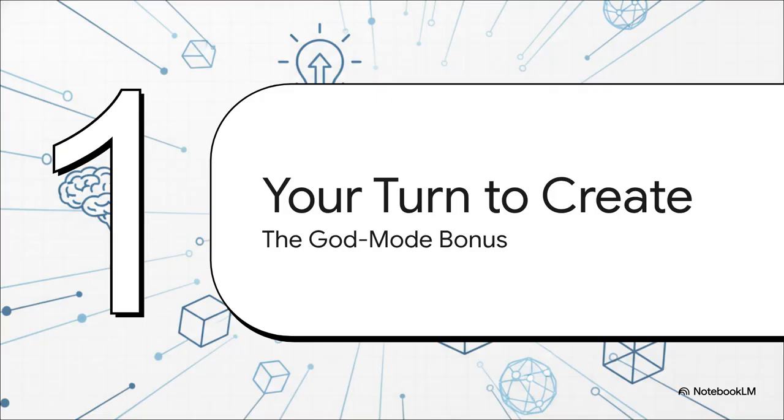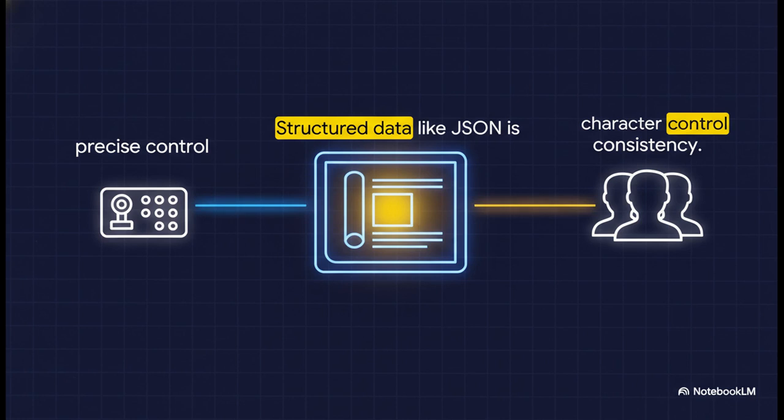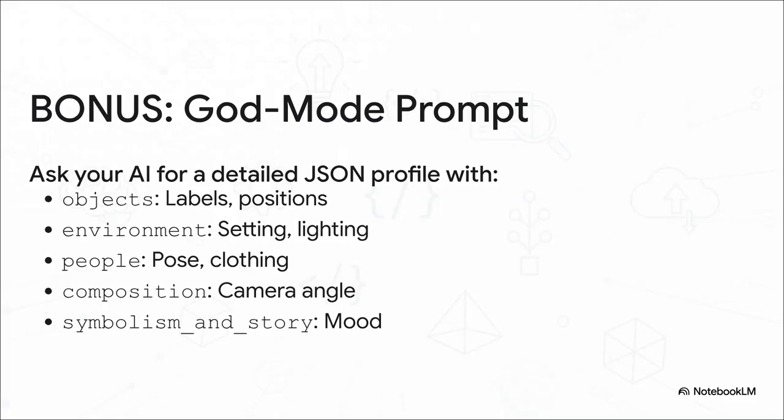All right, you've seen the entire workflow from A to Z. And I promised you a bonus for sticking around, so it is time to deliver that God mode prompt that takes this entire concept to a completely different level. But before I give you that prompt, let's make sure this one thing really sinks in. The most important takeaway today is this: using structured data like JSON isn't just some neat little trick. It is the fundamental shift that finally gives you the precise control and character consistency that we've all been missing from AI image generation. And here it is.